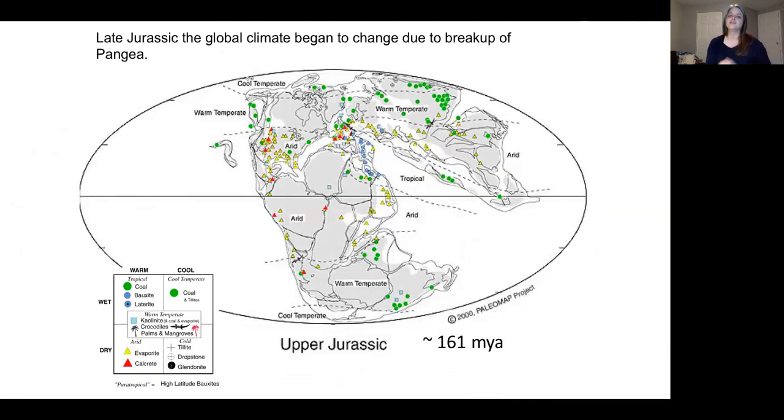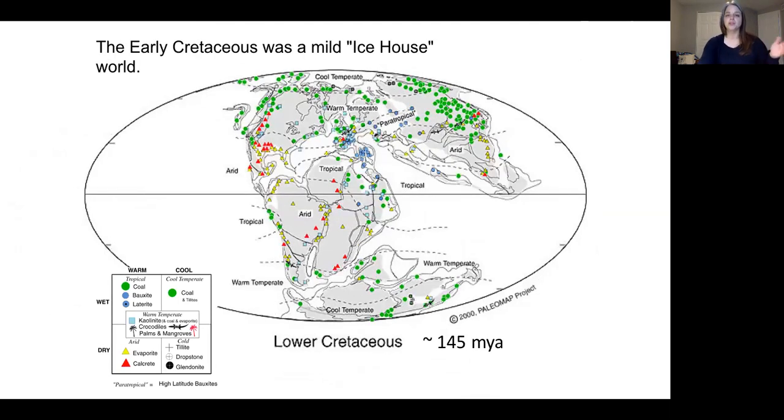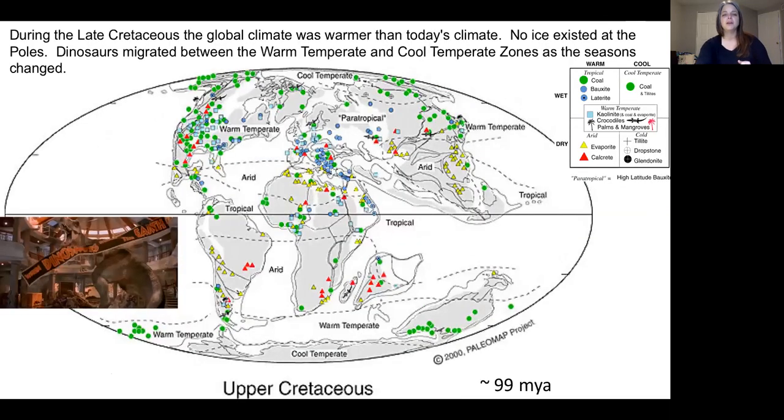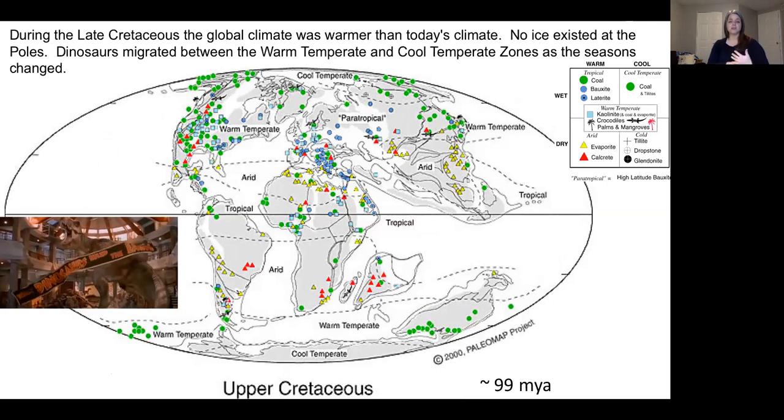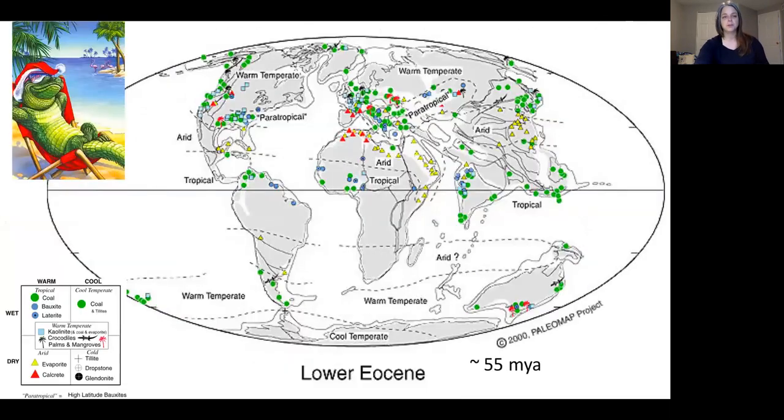Then towards the end of the Jurassic, global climate began to change again because Pangaea starts to break up. During the early Cretaceous, maybe a little bit of an ice house, like a mini ice house at that time. And then during the end of the Cretaceous, we see massive amounts of global climate that was warmer than today, no ice at the poles. We probably have evidence to suggest that dinosaurs migrated between warm temperate and cool temperate zones over a given year in that time period.